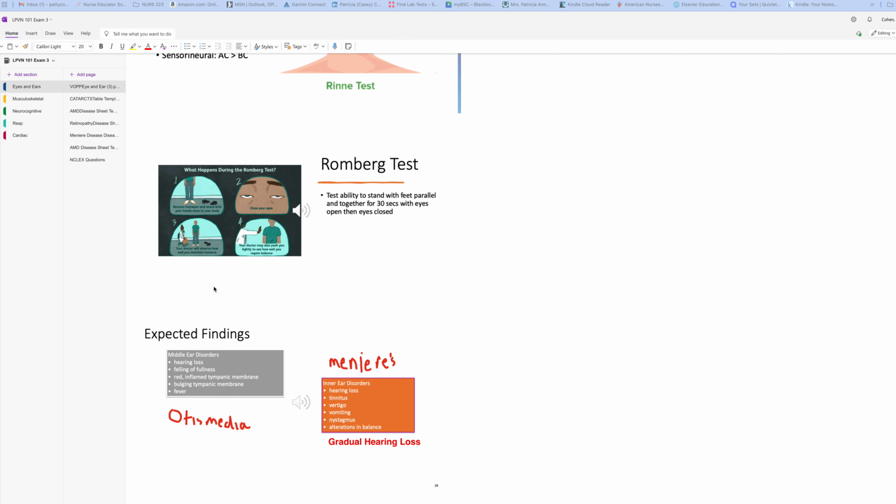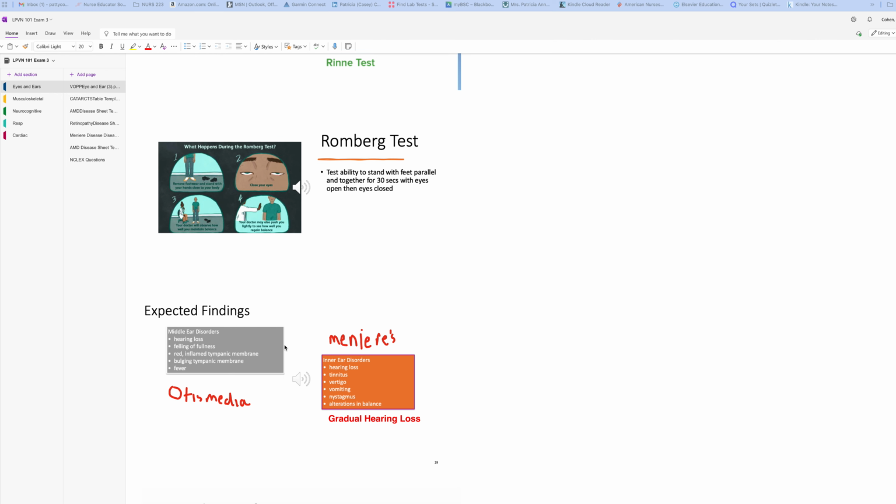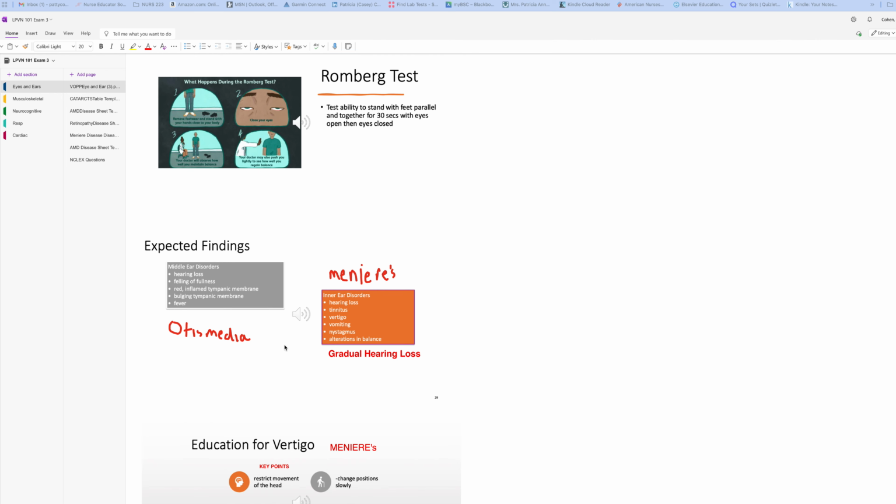Okay, so expected findings in ear disorders. Middle ear disorders can present with hearing loss, feelings of fullness. I don't know if you've ever had middle ear infections as a child. That's what it feels like. Meniere's disease. This is highly tested on ATI proctors. So you expect gradual hearing loss over time. So they're going to have tinnitus, vertigo, vomiting, nystagmus that I mentioned earlier, and alterations in balance. So safety is going to be a major issue.